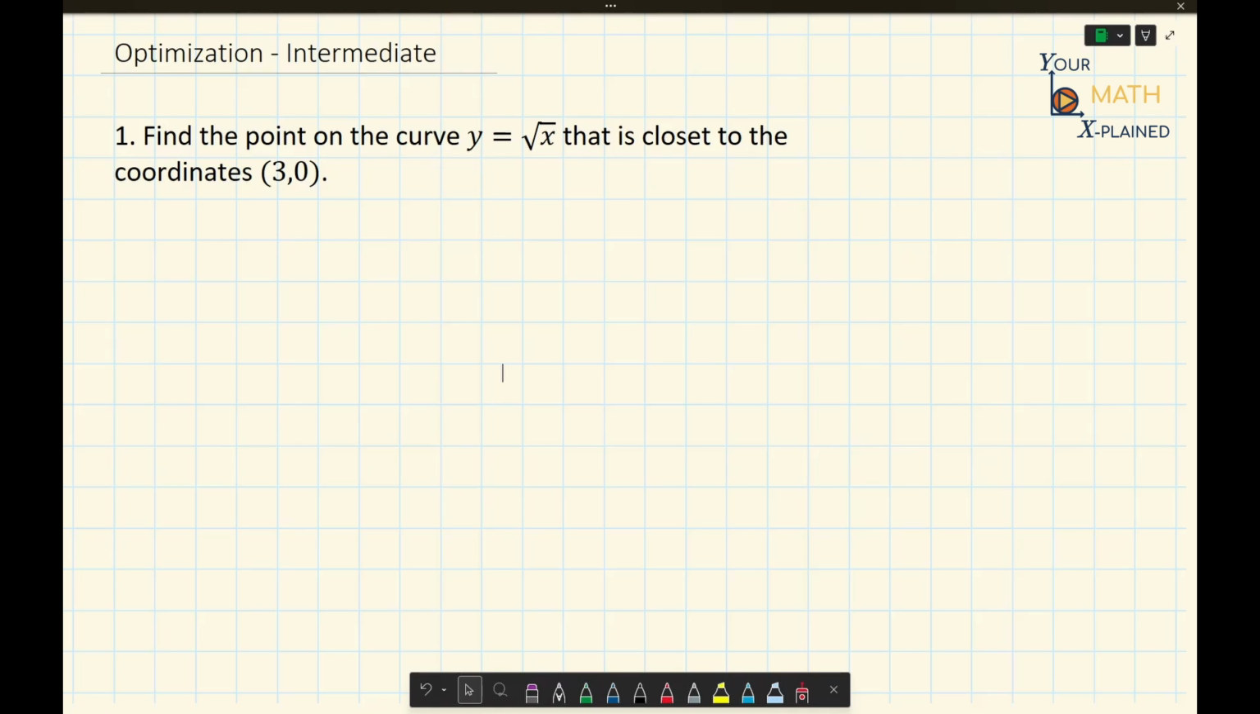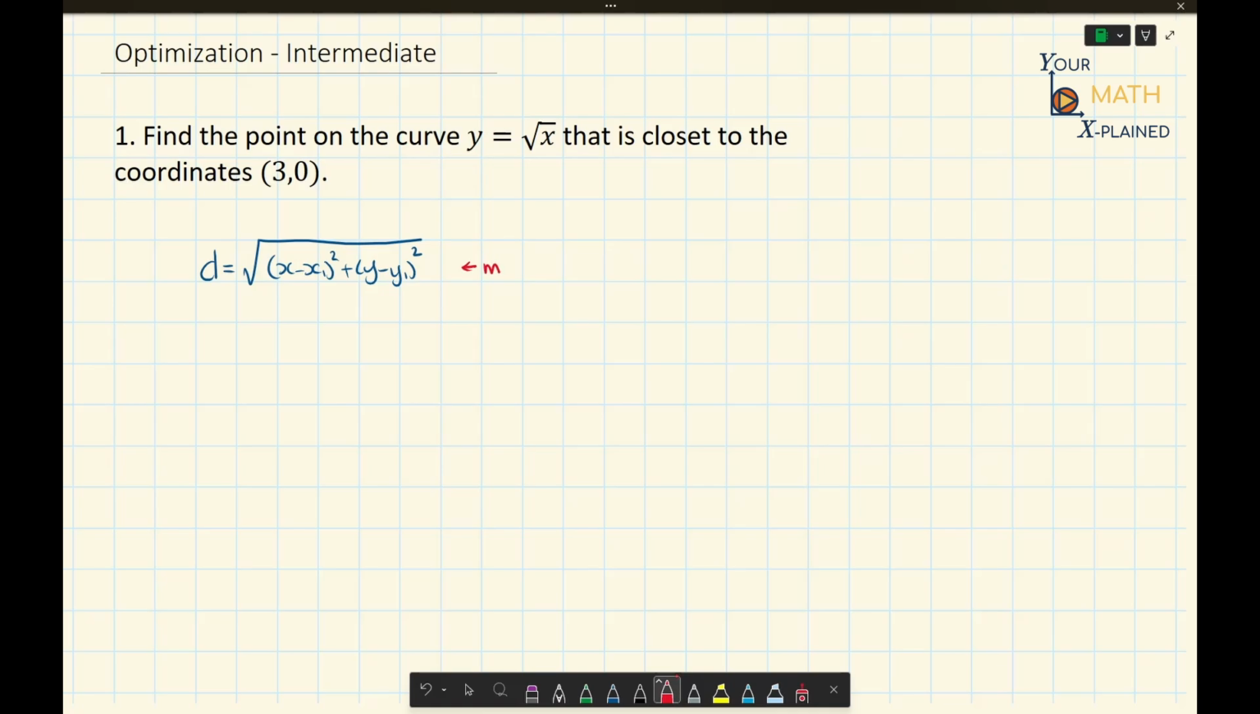For our first problem, we want to find the point on the curve y is equal to the square root of x that is closest to the point (3, 0). Now we know that the distance between 2 points is d is equal to the square root of (x minus x1) squared plus (y minus y1) squared, where (x, y) is 1 point and (x1, y1) is the other point. Now, as you can see, this is quite a messy formula. If we want to minimize this, when we take the derivative, we're going to have to deal with chain rule and a bunch of things.